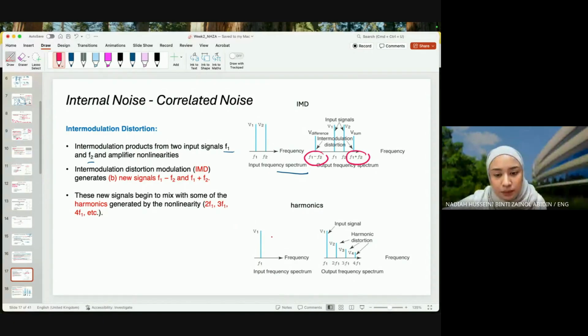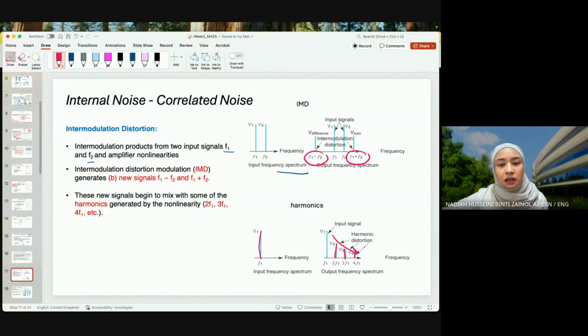So harmonics is basically an input signal of a device, and that device has a high nonlinearity which produces harmonic signals. Harmonics is like a repetition of that signal. So the repetition is 2F1, 3F1, 4F1, but the amplitude decreases: the higher the harmonic, the lower the amplitude. So this is harmonics. Intermodulation distortion and harmonics are two different things.